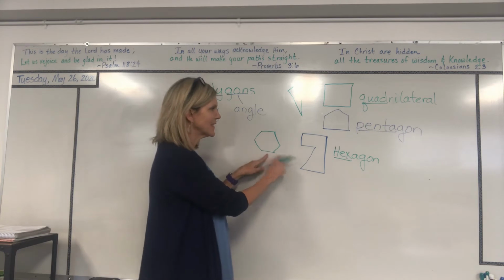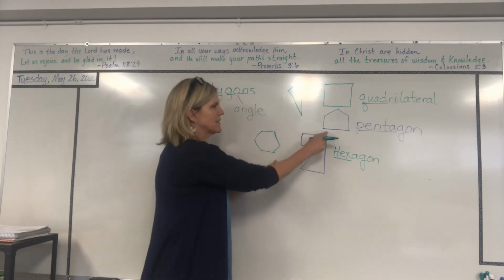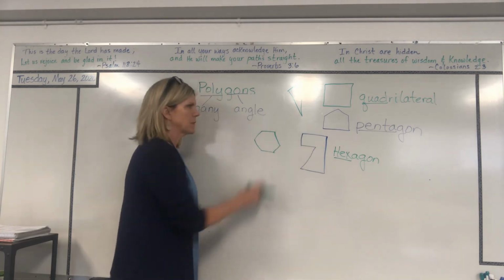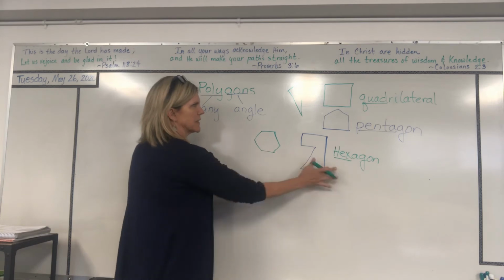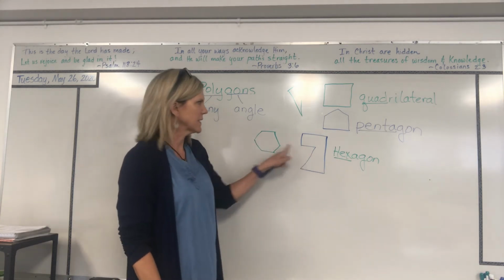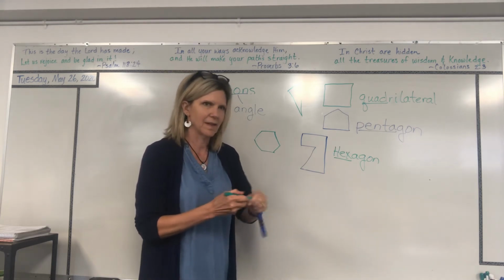But look at the difference in the shape. They both have 6 lines. So just for fun, I'm going to keep that there because that's also a hexagon. I'm just going to keep those two together. They both have 6 sides. Okay. So now I'm going to go to the next one.